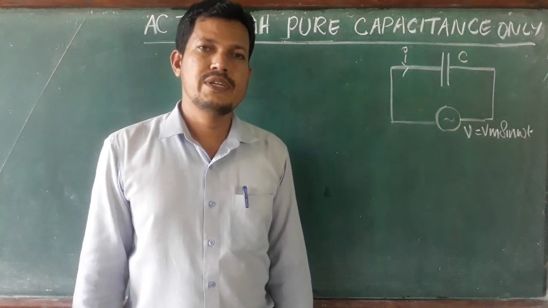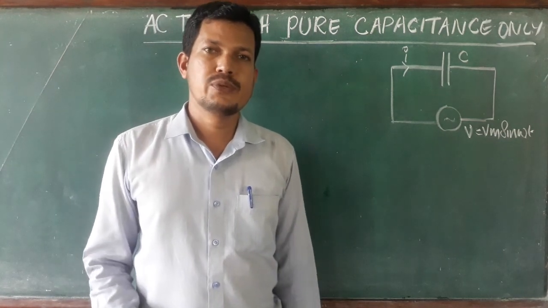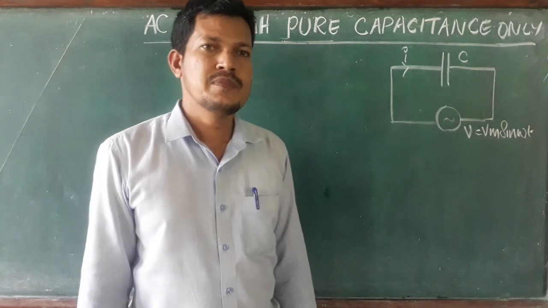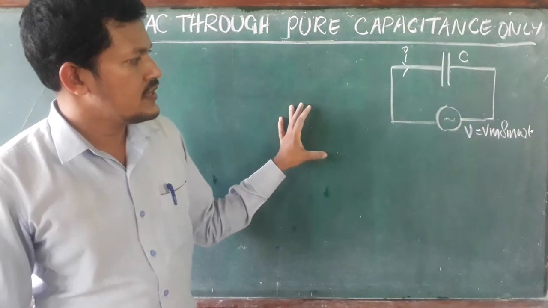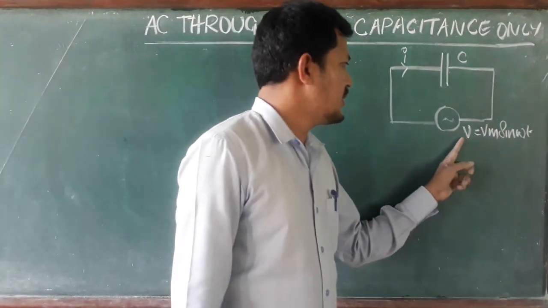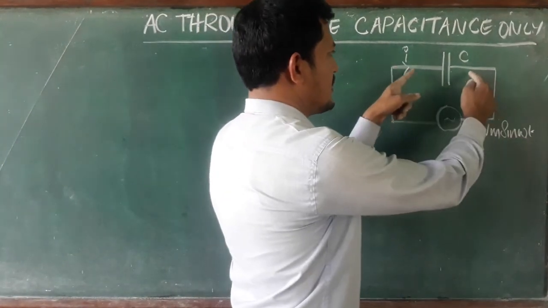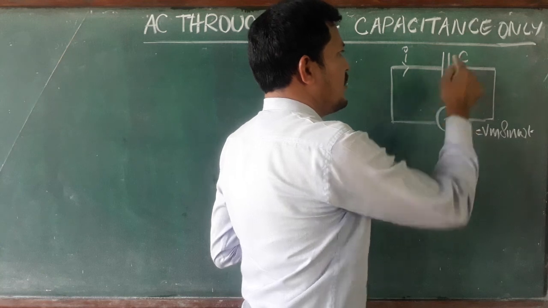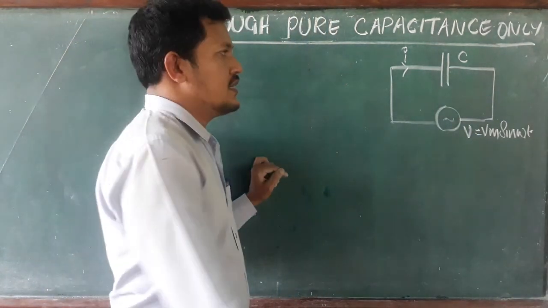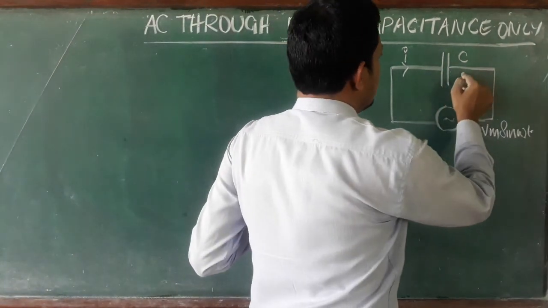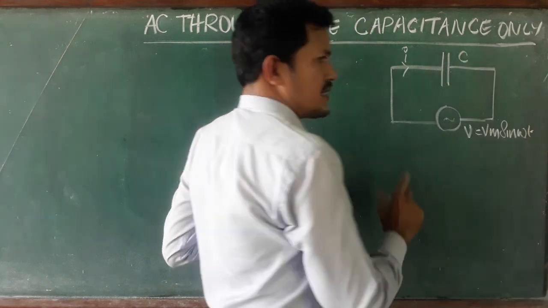Welcome. In this video, we are going to study AC through a pure capacitance circuit. The circuit diagram is drawn here. One voltage source, V equal to Vm sin omega t, is applied to a capacitor. It has a capacitance value of C, which is measured in farad. So C farads of capacitance it has.